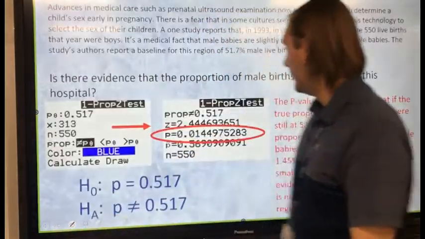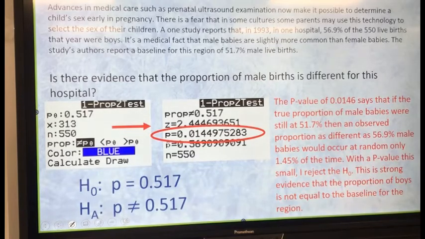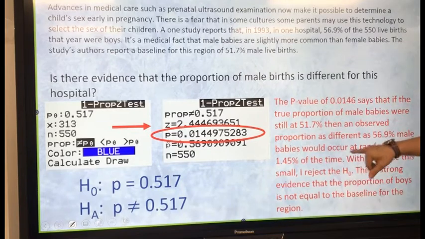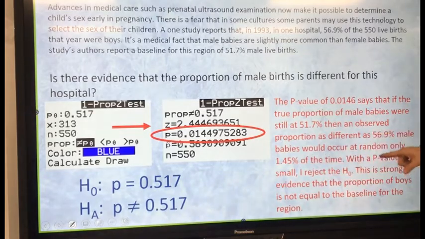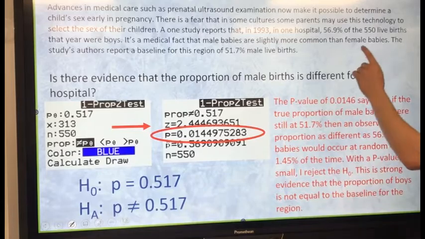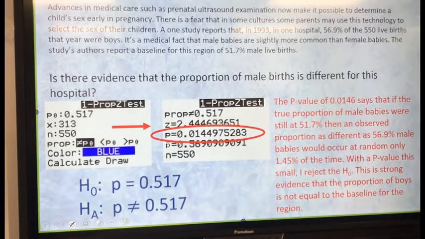It is less. The p-value of 0.0146 says that if the true proportion of male babies were still at 51.7%, then an observed proportion as different as 56.9% male babies would occur at random only 1.5% of the time. With a p-value this small, I reject the null. This is strong evidence that the proportion of boys is not equal to the baseline for the region.